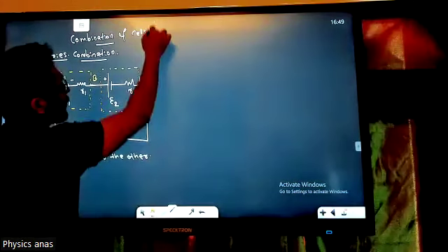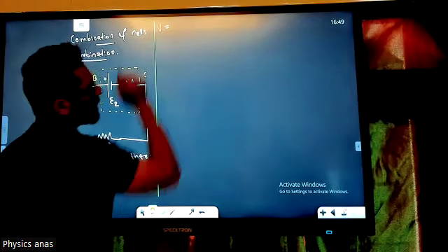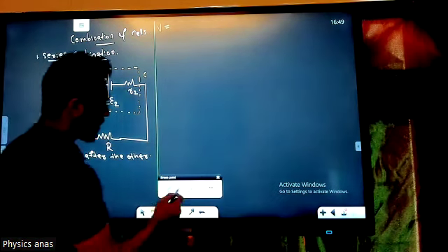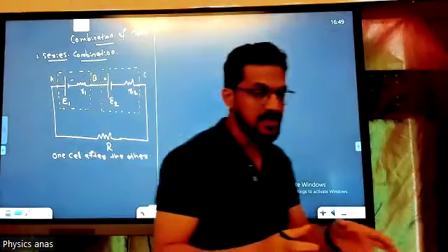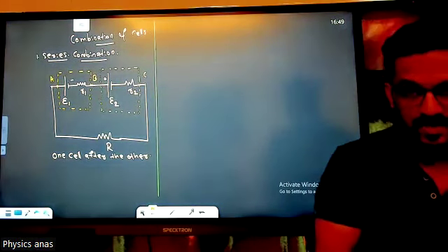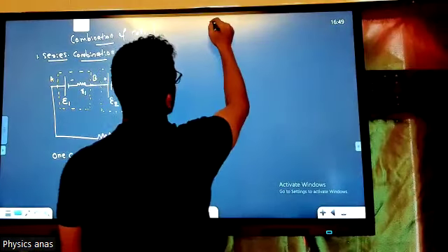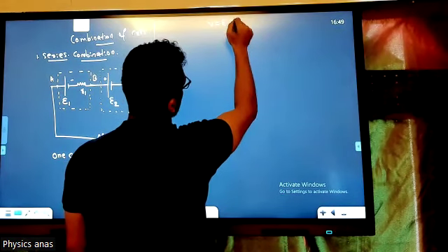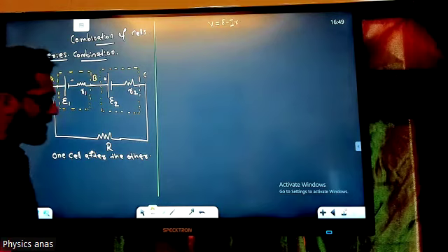Okay. What will be the equation for voltage? We know the equation for voltage, right? If we are considering the internal resistance of a cell, what is the equation for voltage? We just wrote it. We just discussed it. V is equal to E minus Ir is the equation for voltage, right?